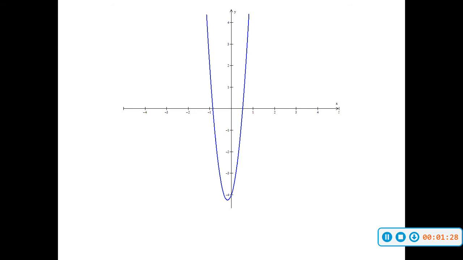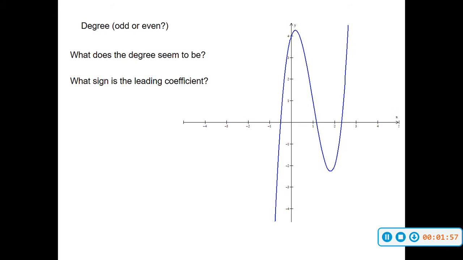For this one, is this an even degree or odd degree? Even. And it is even because both the left and the right point the same direction. Is the leading coefficient positive or negative? Positive. Now, what degree do you think it is? Second. Because what you're going to do is look at the turning points. I've only got one place where it turns around, and add one to it. Okay, so second degree, it's even, leading coefficient positive.